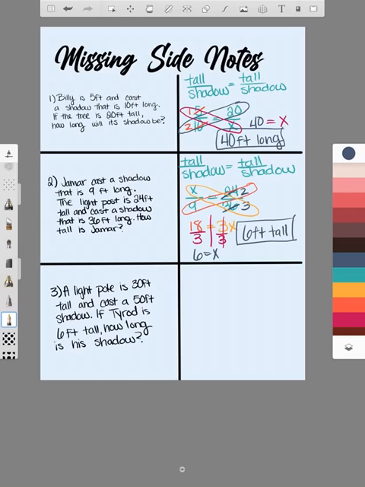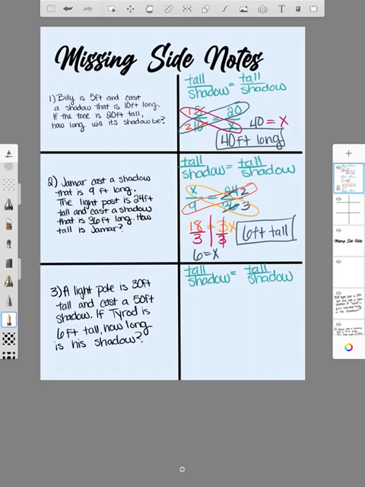But moving on, number 3, and our last problem. It says a light pole is 30 feet tall and casts a 50-foot shadow. If Tyrod is 6 feet tall, how long is his shadow? All right, so we're going to do tall over shadow again. So tall over shadow is equal to tall over shadow.